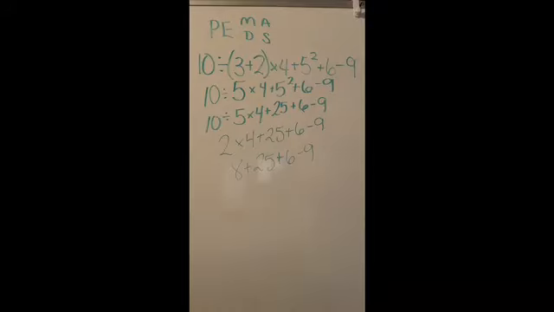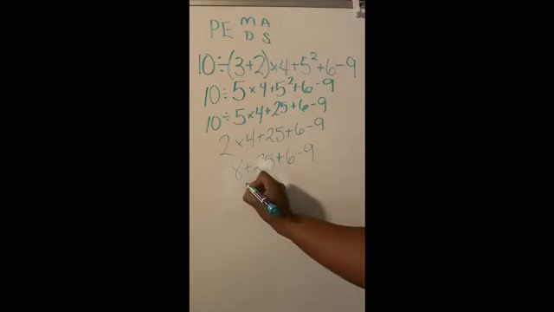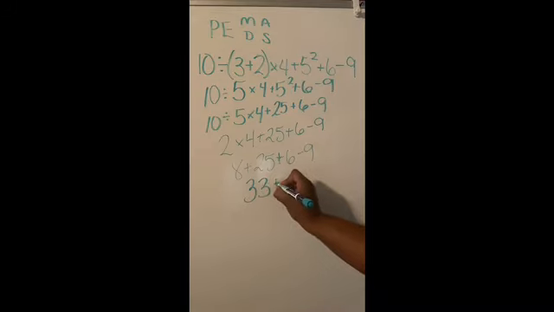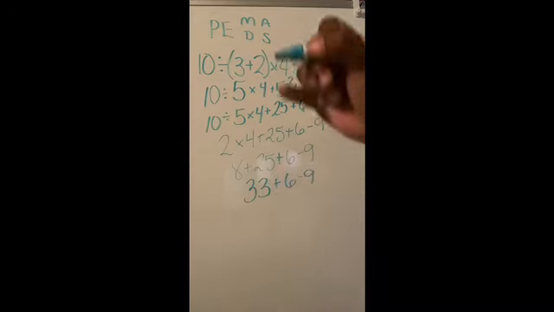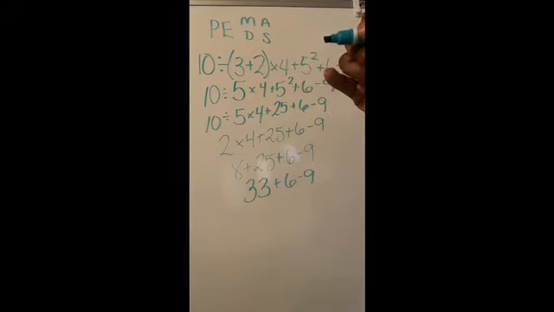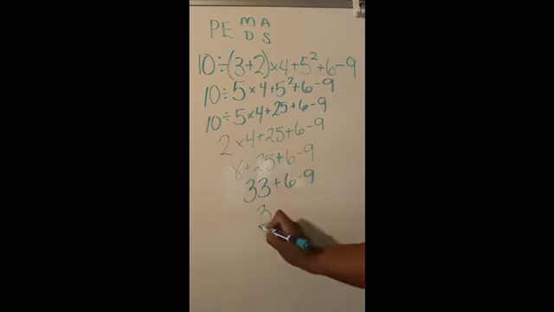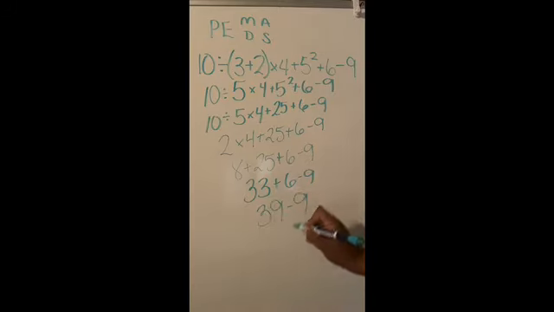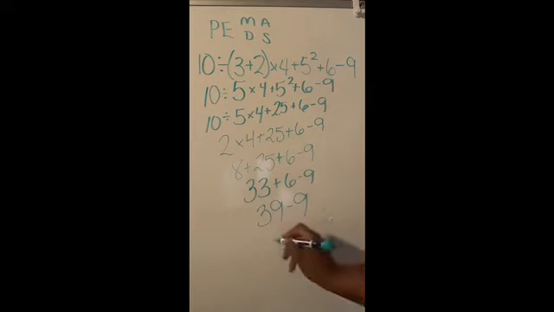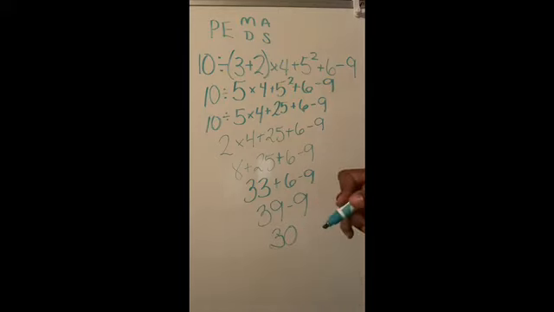So 8 plus 25 is 33, plus 6 minus 9. And then, of course, I'll do still the same thing. 33 plus 6, which is 39, minus 9. And then that's our last step, which is 39 minus 9, which is 30. Okay? And like I said, this is a longer version of order of operations, but I wanted to show you all the steps in how to solve this.